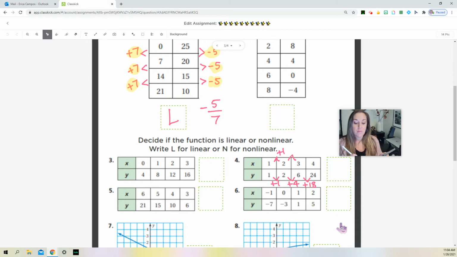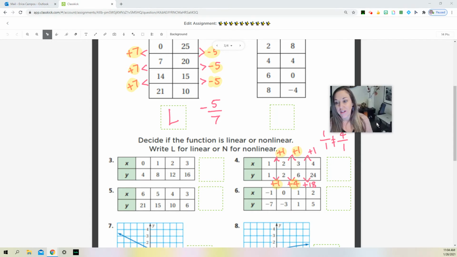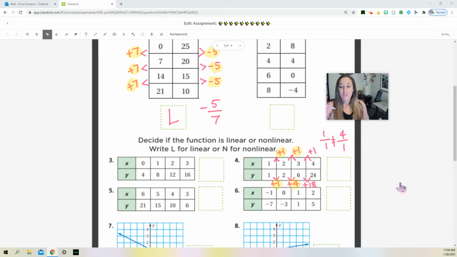So from 1 to 2, it's up plus 1. From 2 to 3, plus 1. 3 to 4, plus 1. So if I make these ratios 1 over 1, 1 over 1, the next one would be 4 over 1. I can already tell 1 over 1 does not equal 4 over 1. Because those ratios are not the same, this one is non-linear. So if you can get the same ratio all the way down, it is linear, and if not, it's non-linear.